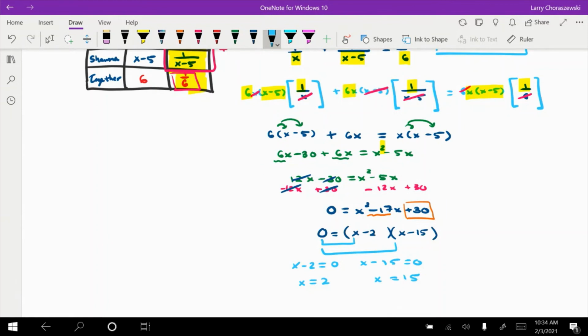Now, there's actually an issue with one of these values of x. Anybody know what value of x might cause the issue? 15? All right, so why do you think 15 might cause a problem for us?